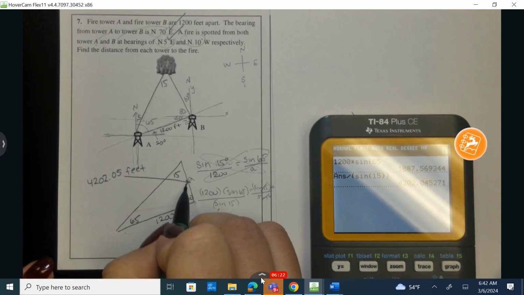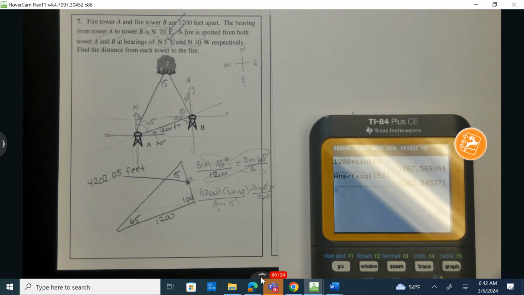Another common question I had is, why can't I use the Pythagorean theorem to figure out the third side? So if I know two sides, why can't I use that to figure out the third side? Pythagorean theorem, a squared plus b squared equals c squared, can only be used with right triangles. This is not a right triangle.